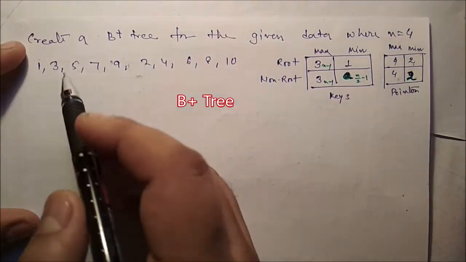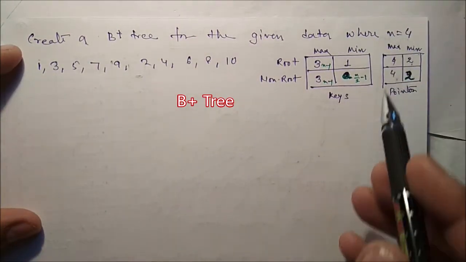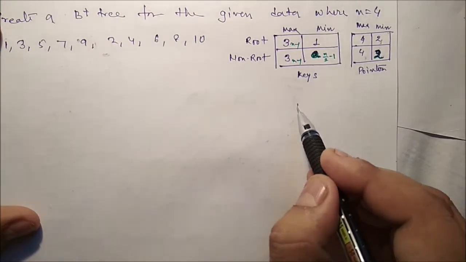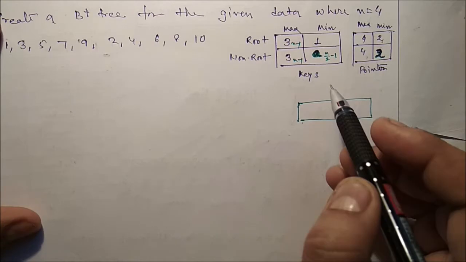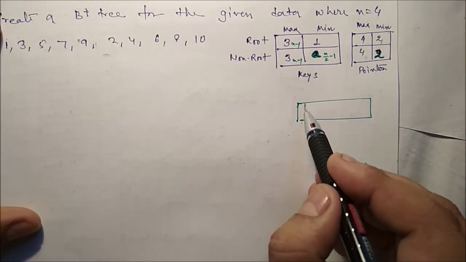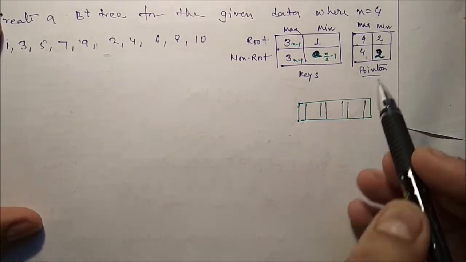Now create a B tree for the given data where n is equal to 4. That means we have to create a B tree where maximum it can hold 3 keys, or 4 pointers.